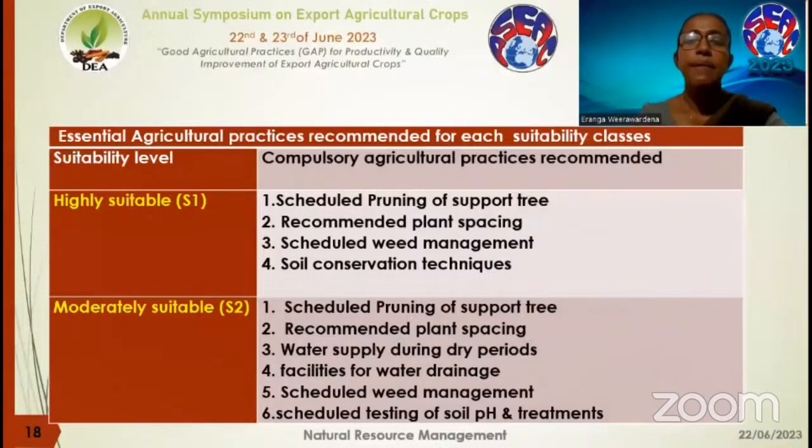I have listed compulsory agricultural practices for each region. For the highly suitable area, we have to consider scheduled pruning of support trees because the growth rates are high in this area. Recommended plant species are also important. Scheduled weed management and soil conservation techniques are essential. In the moderately suitable area, the same practices are needed, and in addition, water supply during dry periods, facilities for water drainage during high rainfall periods, and scheduled testing of pH are also needed.